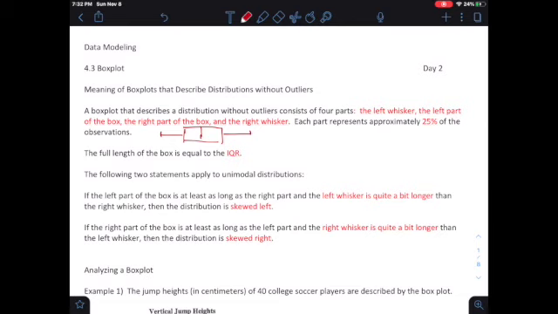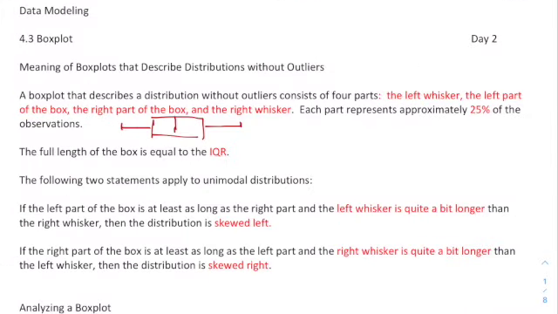Each part represents approximately 25% of the observations, and you guys know that. From the minimum to Q1 is 25%. From Q1 to Q2, or the median, is going to be 25%. From the median, which is Q2, to Q3, that's another 25%. And the last part, from Q3 to the maximum, is also 25%.